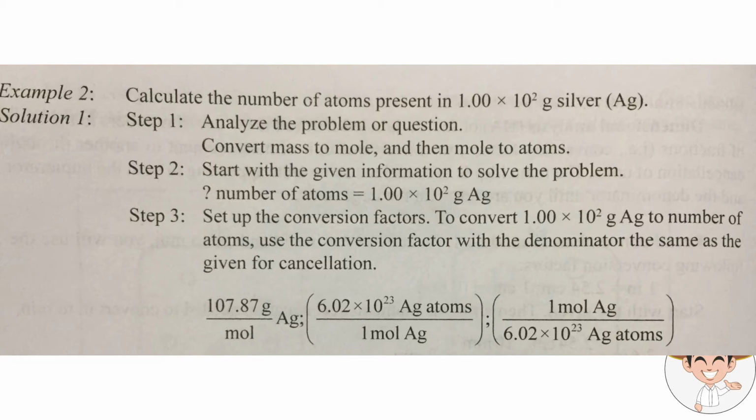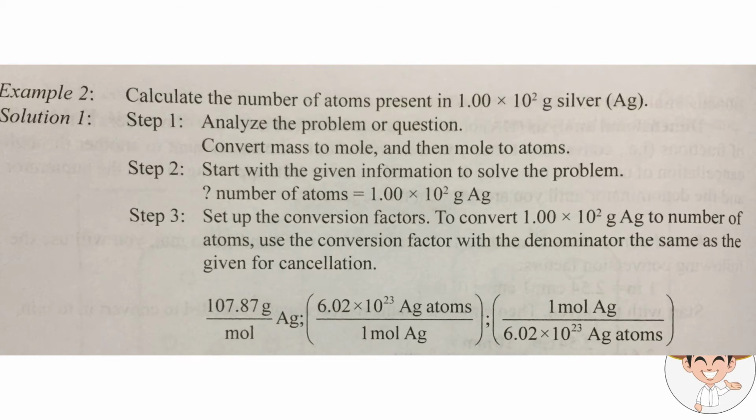Again, this is the molar mass of silver per mole, right? Grams per mole. 107.87 grams per mole of silver. Then we have another conversion factor. We have 6.02 times 10 raised to 23 silver atoms over 1 mole of silver. And we can also reverse it: 1 mole of silver is 6.02 times 10 raised to 23 silver atoms.